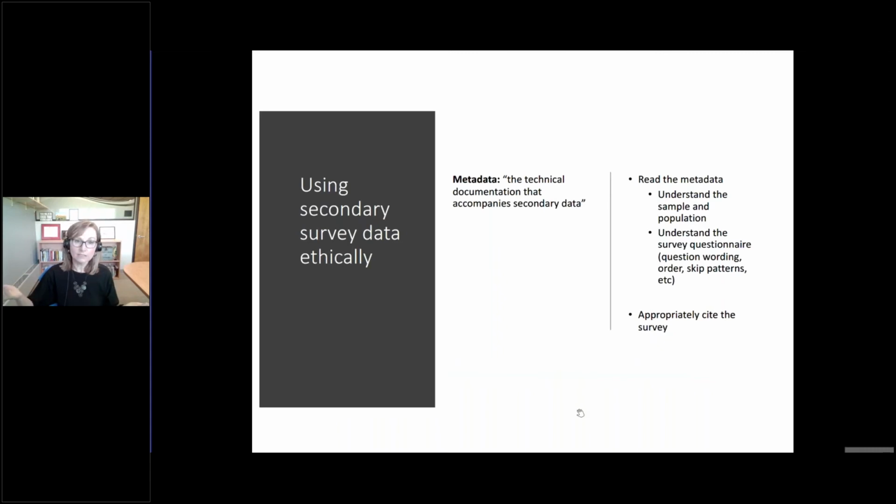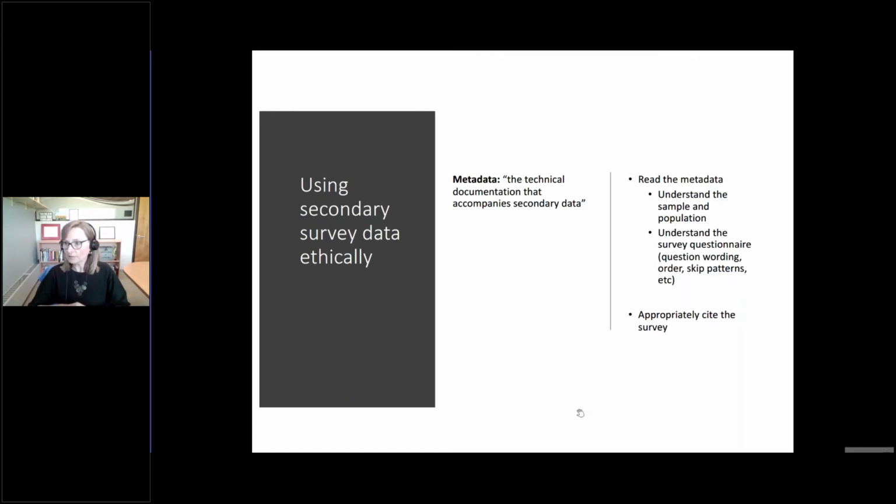To use secondary survey data ethically, same things that we saw before. You want to pay attention to the metadata. You want to be looking at the technical documentation. In particular, you want to understand what the sample is. Surveys are based on samples of the population. We talked about that in the very first webinar of this webinar series. So you want to understand what the sample is and how the sampling was done. Was this an online survey? Was this a telephone survey? What were the response rates? You want to get a sense of what that is.